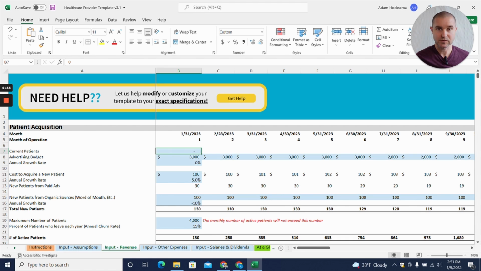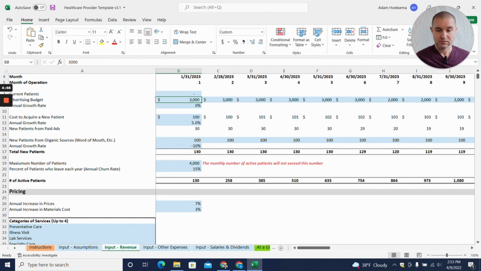So again, we're assuming this is a brand new startup practice, and so you have 0 patients so far. We're going to spend $3,000 a month on advertising to acquire new patients. And we're assuming it's going to cost $100 to acquire a new patient. And then we're also assuming that you get 100 patients from organic or word of mouth sources as well. So, if you have a good experience with one patient and they tell their friends or family to come to you as well, we're assuming that.